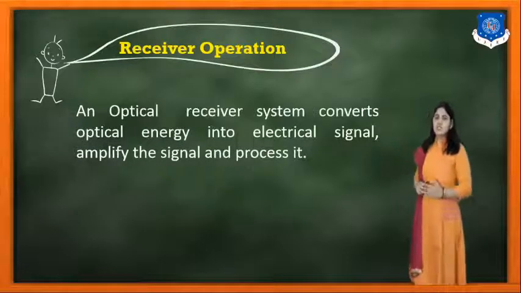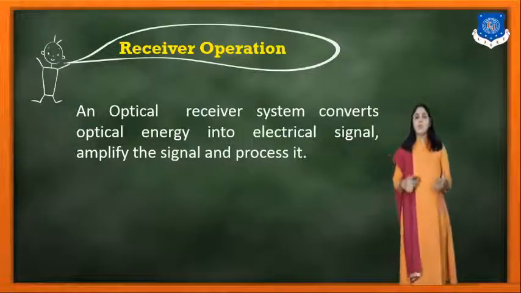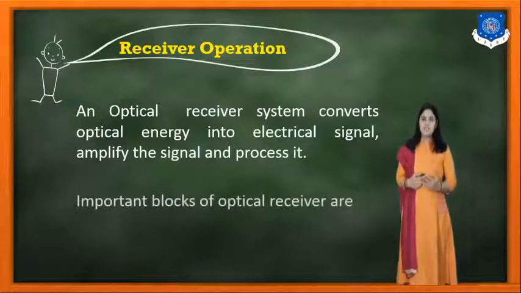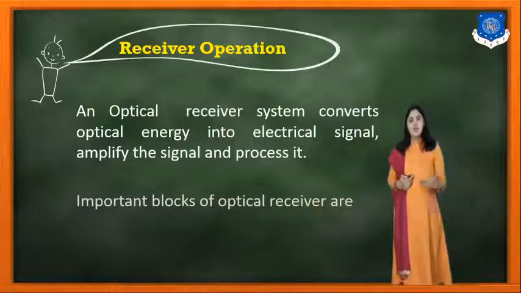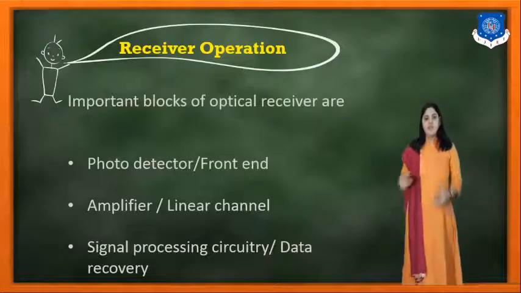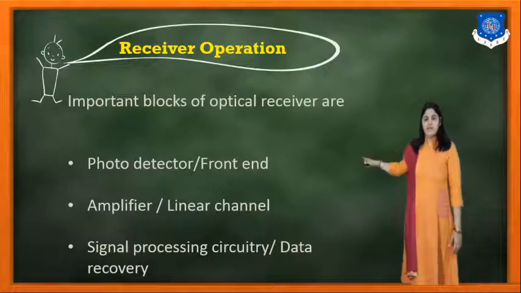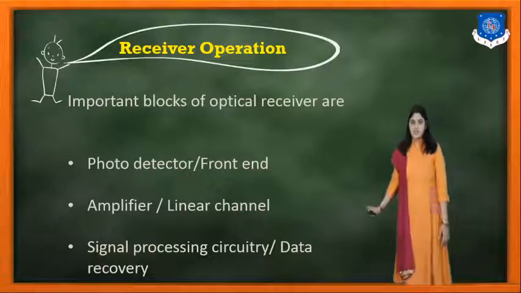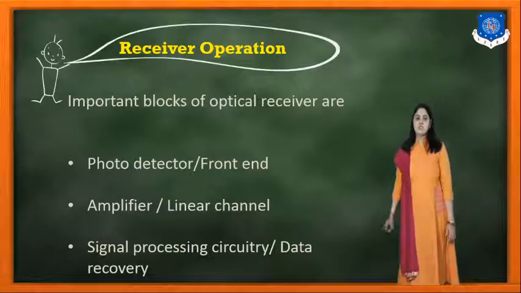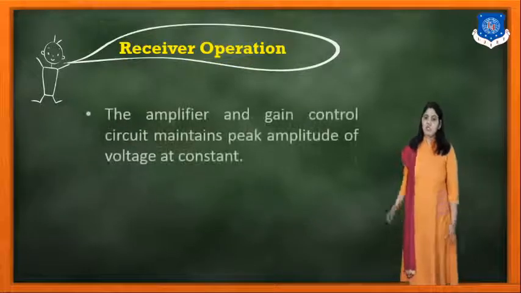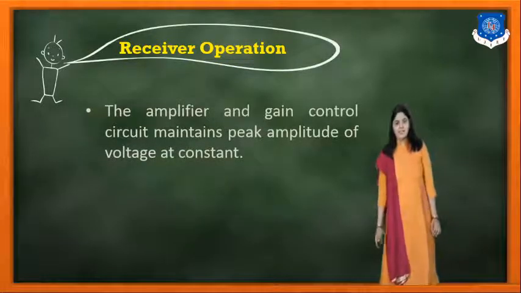An optical receiver system converts the optical energy into an electrical signal, amplifies the signal and processes it. The important blocks of the optical receiver are the photodetector, which is at the front end, the amplifier and linear channel, and the signal processing circuitry, that is the data recovery circuit. So these three particular parts are there.